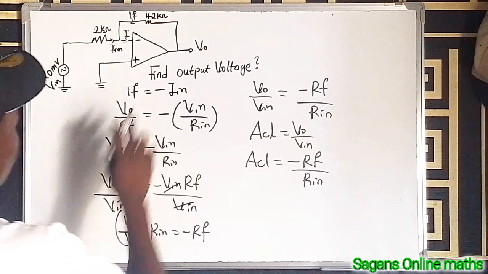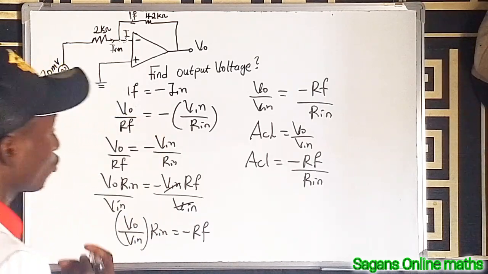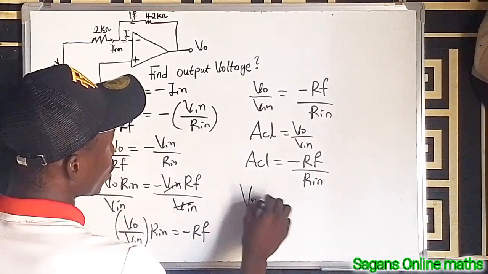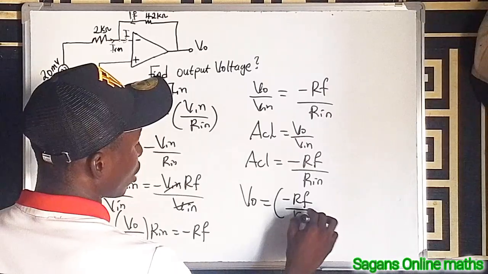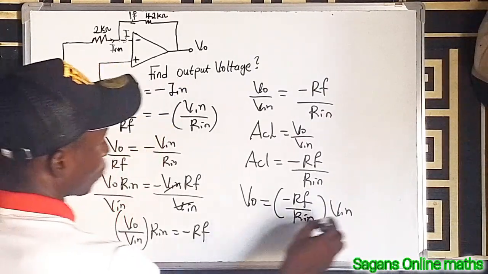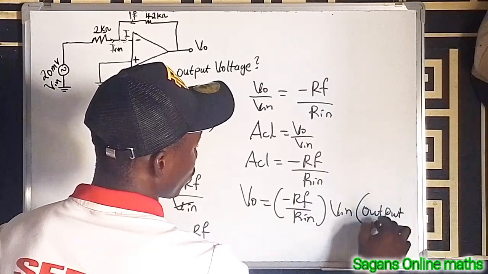Now remember the question says find the output voltage. From here you can find the output voltage. It means that output voltage is equal to minus R F divided by R in, multiplied by V in. So this is the formula of output voltage, right?